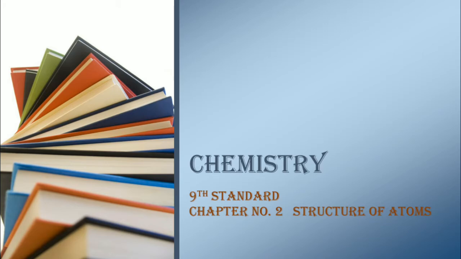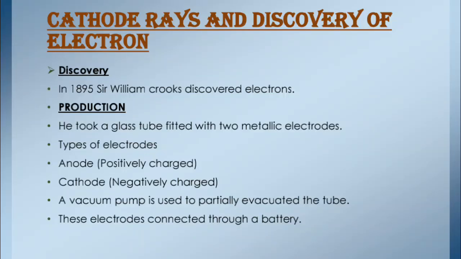Today our topic is cathode rays and the discovery of electrons. So here we go. In this slide I am going to explain the discovery and the production of cathode rays. Sir William Crookes discovered cathode rays when he was studying electric discharge in gases in 1895. How are they produced?